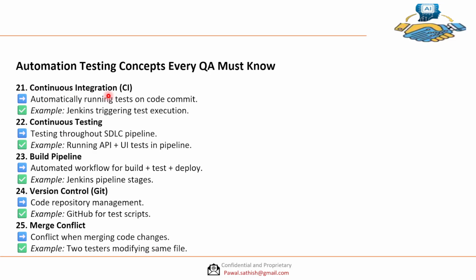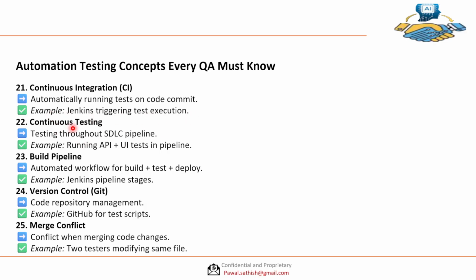The next, continuous integration, also called CI. So it automatically runs the tests on the code commit. Okay, so as and when the dev team commits the code, we'll create a pipeline so that it automatically triggers the tests after the code commit. Like here you can give the example, Jenkins triggering the test execution.